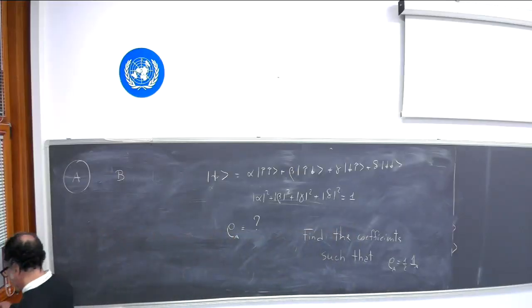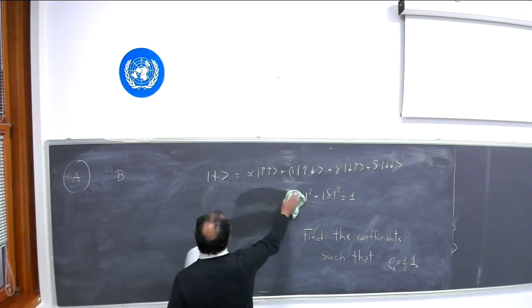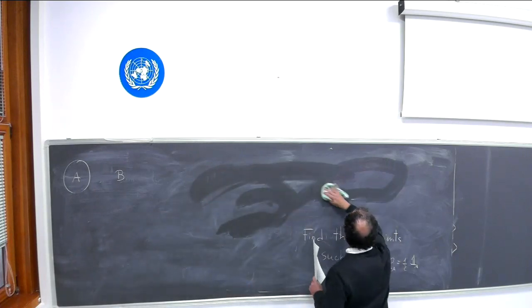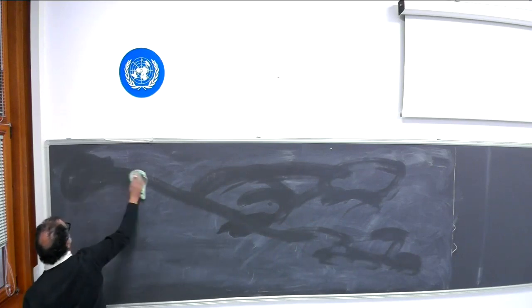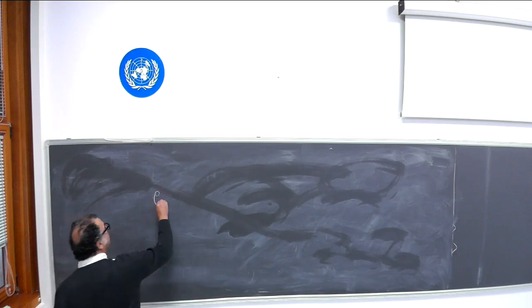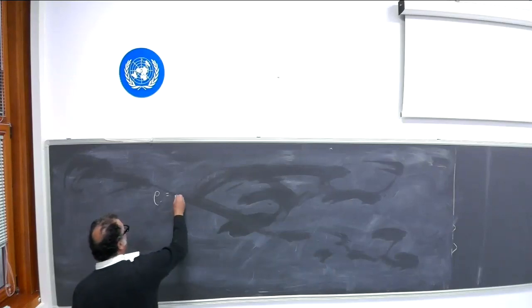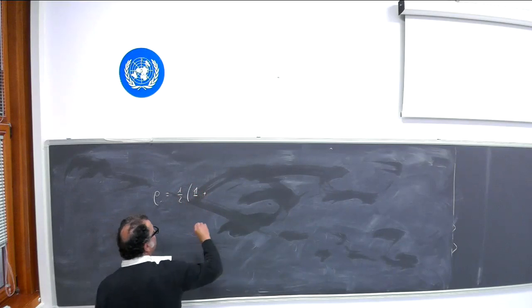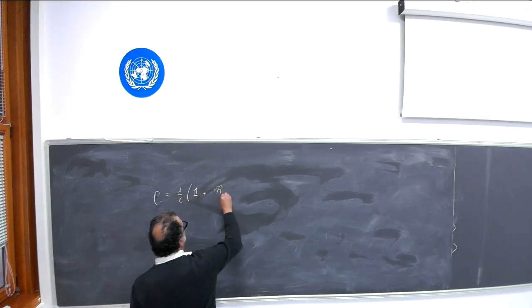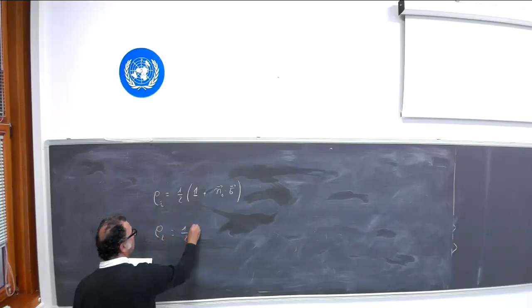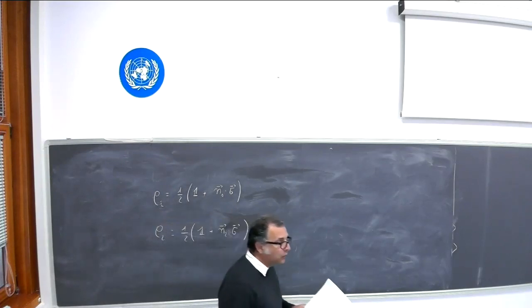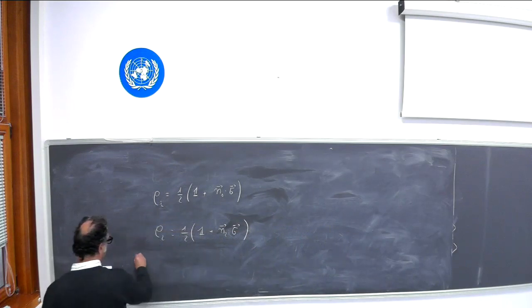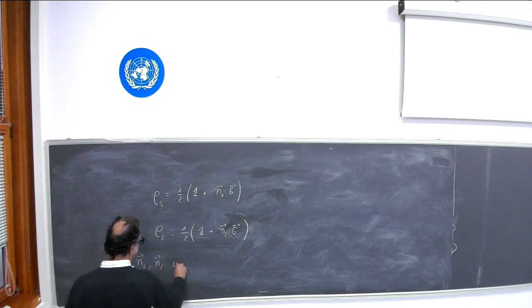Third exercise. Suppose that you have two density matrices of spin 1/2. So you have rho 1 equal to 1/2 the identity plus N1 dot sigma, and rho 2 is 1/2 the identity plus N2 dot sigma. Okay, and N1 and N2 are two unit vectors.